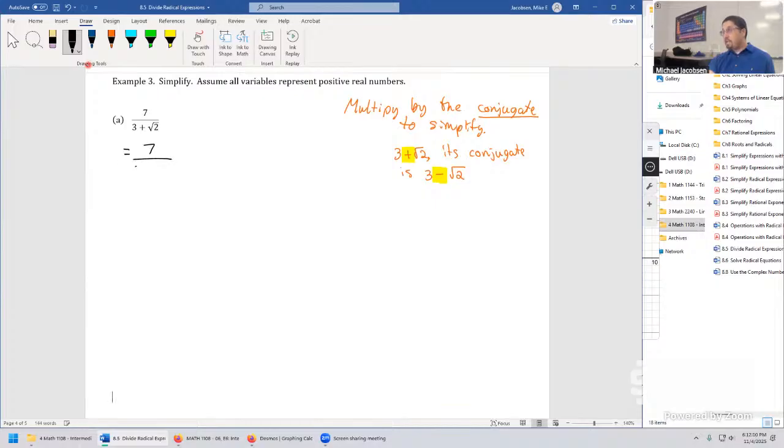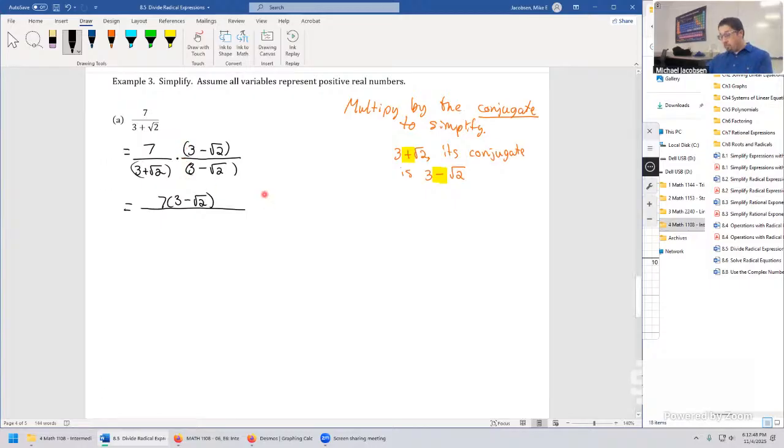We have 7 over 3 plus the square root of 2. Multiplying by the conjugate means we'll take 3 minus root 2 in the denominator, 3 minus root 2 in the numerator. And so now this whole thing is just a fancy multiply by 1. So we're not damaging the equality here, it's still valid. We have to associate in this way, multiply through the numerator. In the numerator, I'm going to leave the 7 in a factored form, so I'll just write it as 7 times 3 minus the square root of 2.